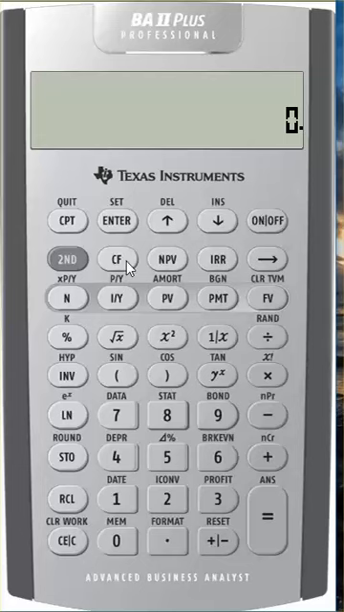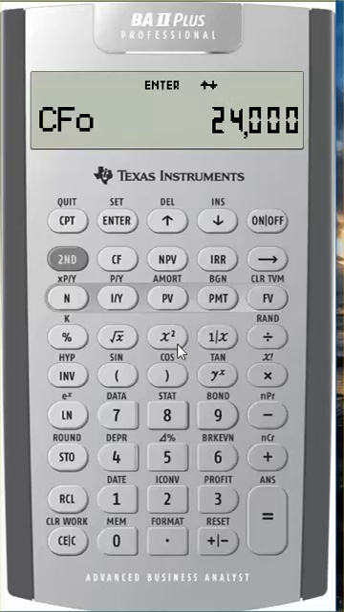So we go back to cash flow, and it's asking us for the outflow. The cash flow, which is really a cash outflow, is $24,000. Since it is an outflow, we have to change the sign to negative and enter it. Always make sure you enter it. We scroll down, and it's asking, okay, what's the first cash inflow? $13,000, and of course that's positive.